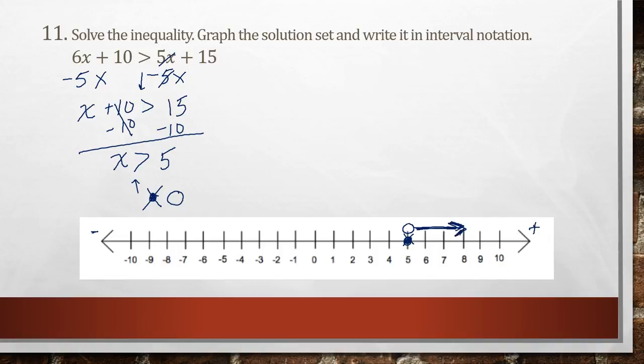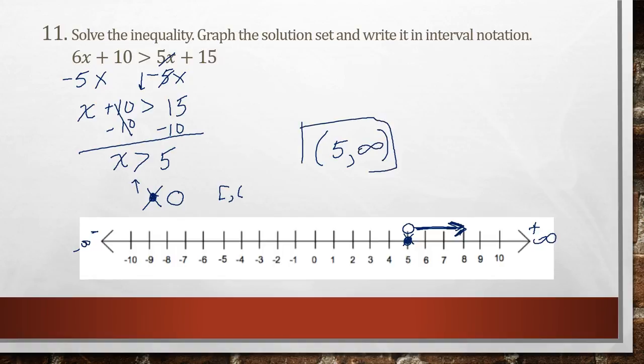Now it asks us to write it in interval notation. So we also have brackets and parentheses. Now in this case, we're not on the 5. So this would be a case where we'd use parentheses. So we start going from left to right, parentheses, 5, comma, and then of course we have our infinities, right? We've got positive infinity and negative infinity on the left. So we go from positive 5 all the way to infinity, and infinity gets a parenthesis.